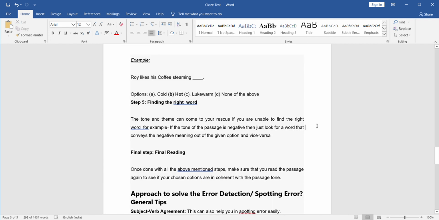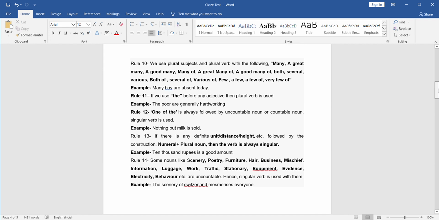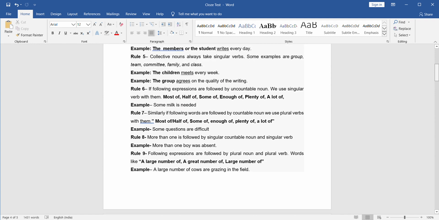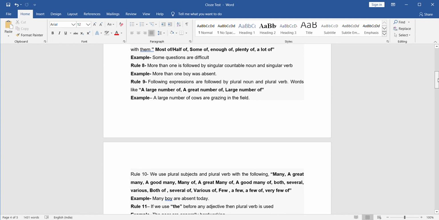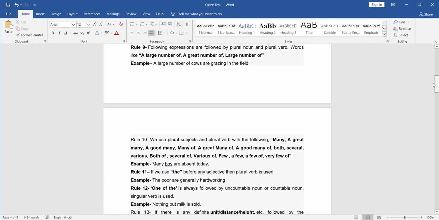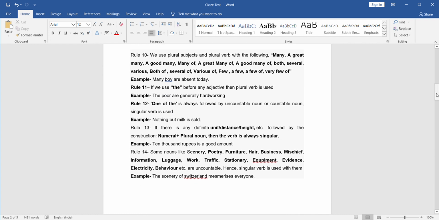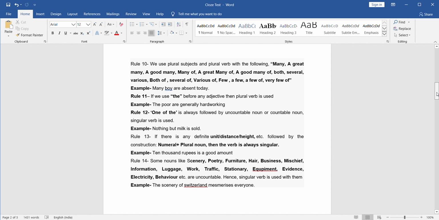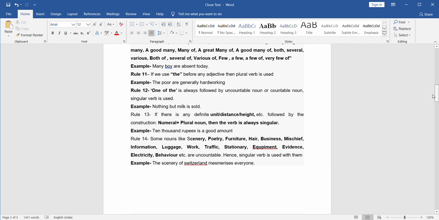Okay, so coming to the point, a large number of crowds are gathering in the field. Okay, that's true. Use a plural subject and plural verb with the following: many, a great many, a good many of, both, several, various, both of, several of, various of, few of. Many boys are absent today.